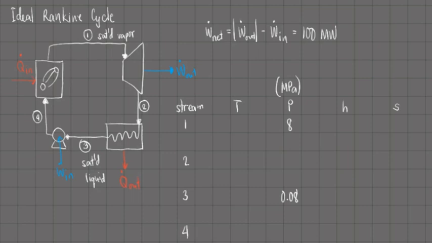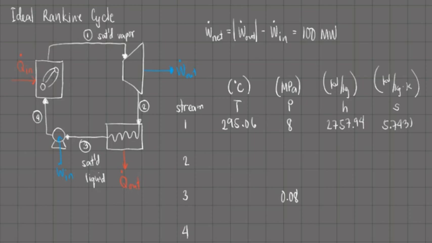From steam tables, at a pressure of 8,000 kilopascals or 8 megapascals, our saturation temperature is 295.06, that is degrees Celsius. From this data, we can now determine the enthalpy and entropy for stream 1. The specific enthalpy of saturated vapor at this pressure and temperature is 2757.94. This is in kilojoules per kilogram. And for specific entropy, we have 5.74. This is in kilojoules per kilogram per Kelvin. We have completed the properties of stream 1. Now let's complete the properties of stream 3.